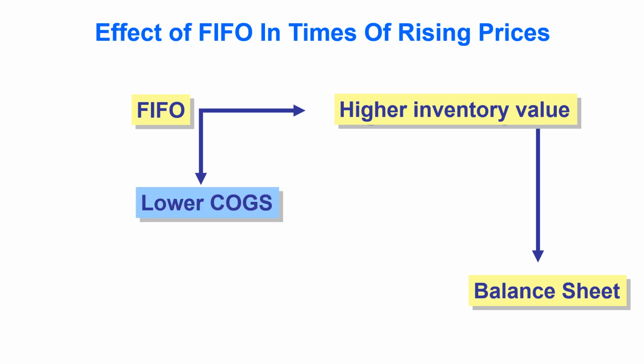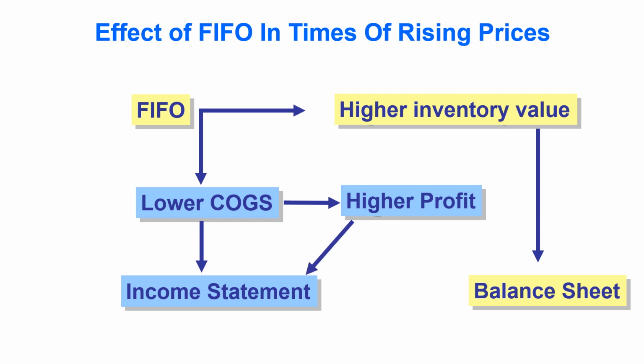The impact on the income statement: since FIFO says that what we buy first will be considered sold first, and the first purchases are usually at lower prices, it would give us a lower cost of goods sold. A lower cost of goods sold means a higher gross profit or higher profit. Both of them will be shown on the income statement.